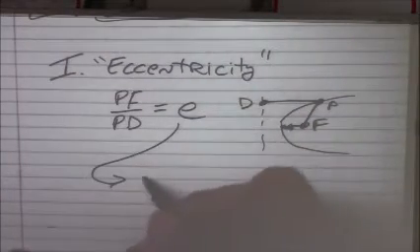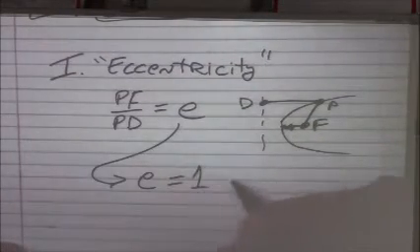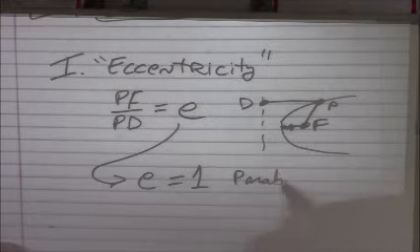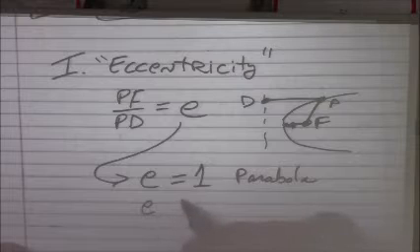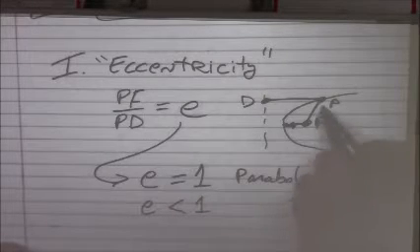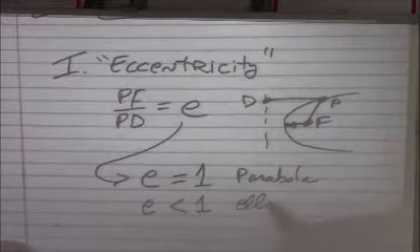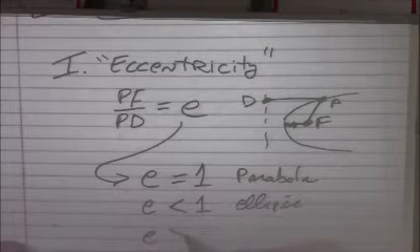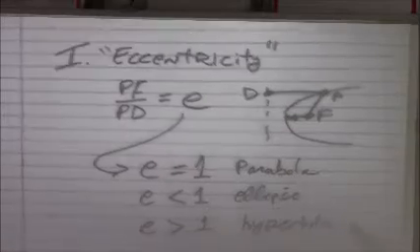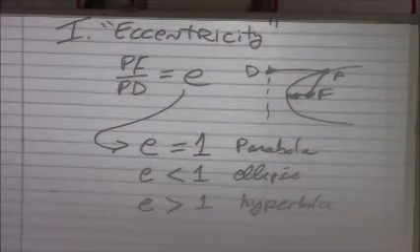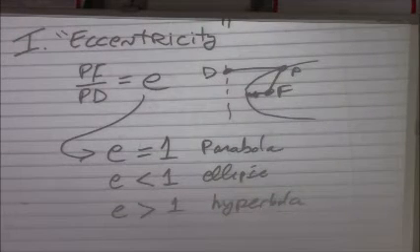Now, if E is equal to 1, that's a parabola. And if E is less than 1, like this is showing, that would be an ellipse. And if E is greater than 1, that's a hyperbola. So there's some information to help you out. And that's one way that you determine it. One of the best ways you determine it.